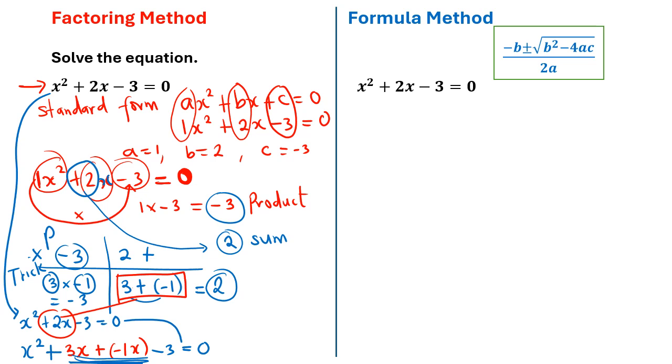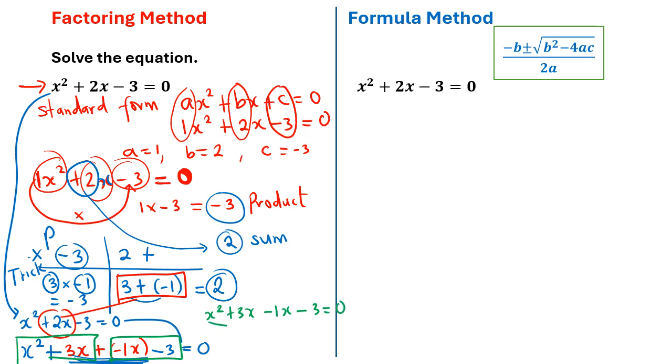So if that's good, we are going to be able to now factor. So this is all about a procedure and process. This is what I'm going to do. I'm going to group this into different parts. I'm going to group x squared and 3x, and then I would group negative 1x and negative 3. Okay, so I have x squared plus 3x and what? Negative 1x and negative 3 equal to 0.